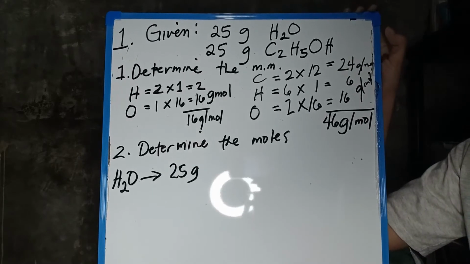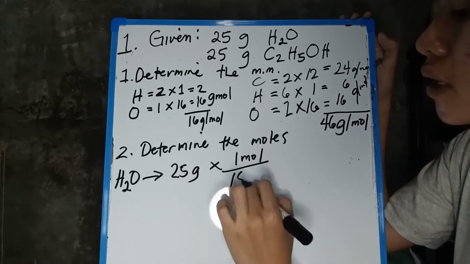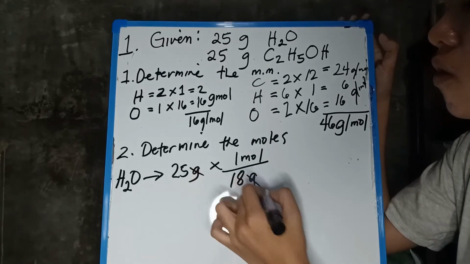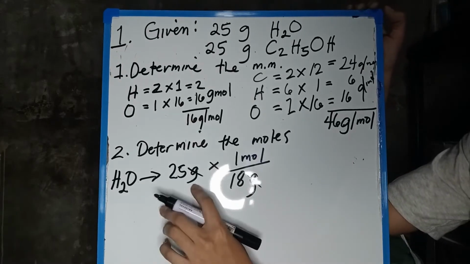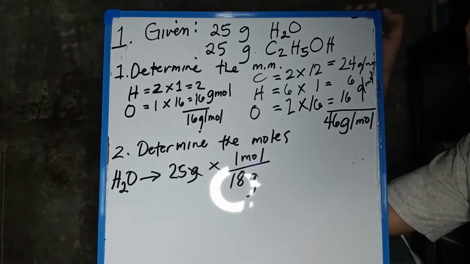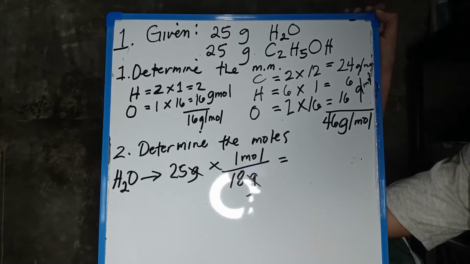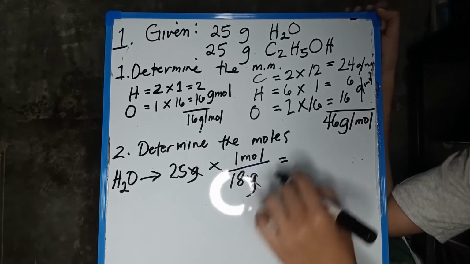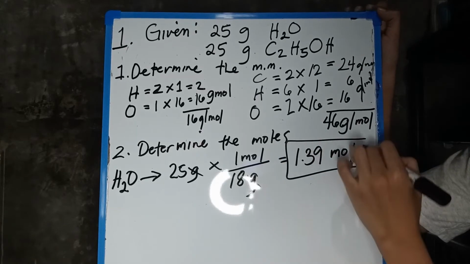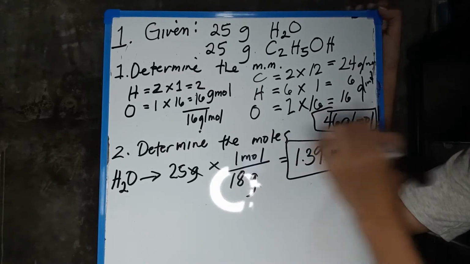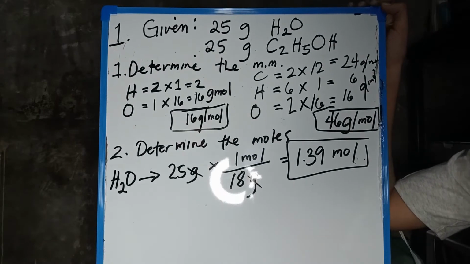25 grams multiplied by 1 mole over 18 grams. If you're asking where I got the 18 grams per mole, it is the molar mass. We're going to cancel out the grams so that the mole remains. So, 25 divided by 18 is equal to 1.39 moles. So, we now have our mole for water.